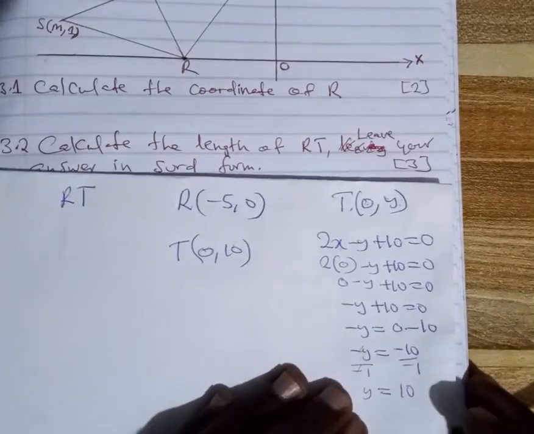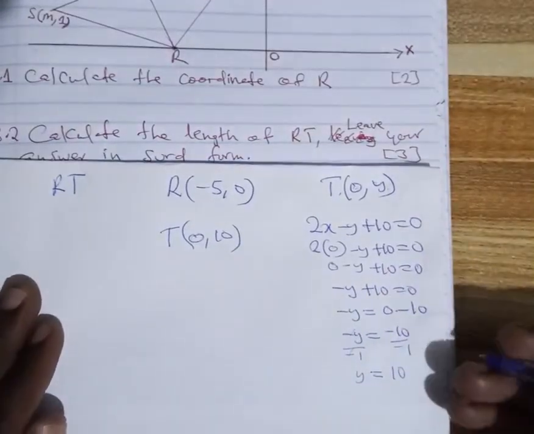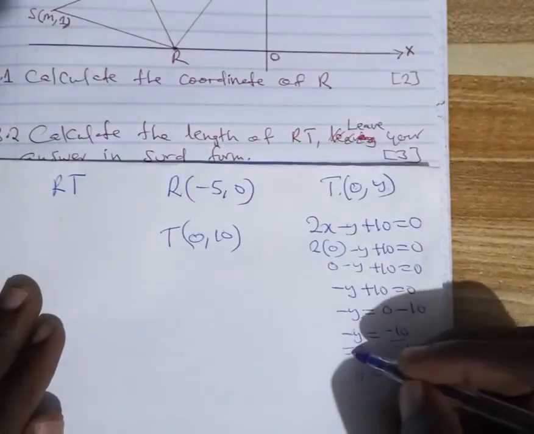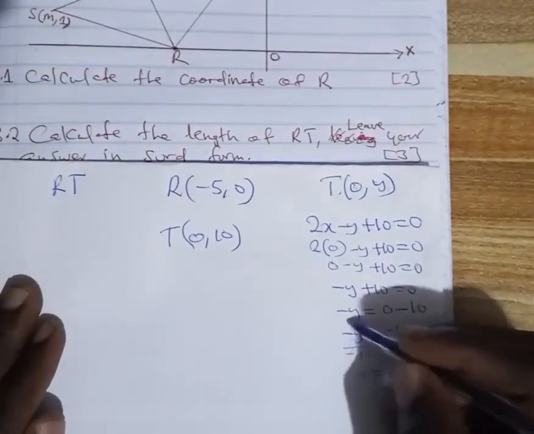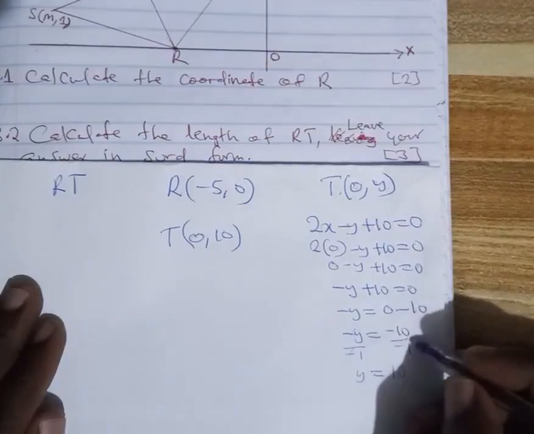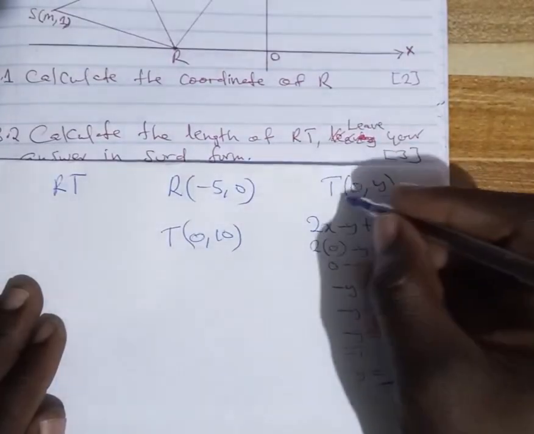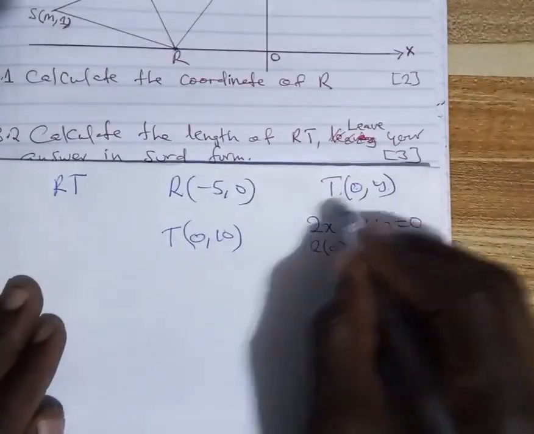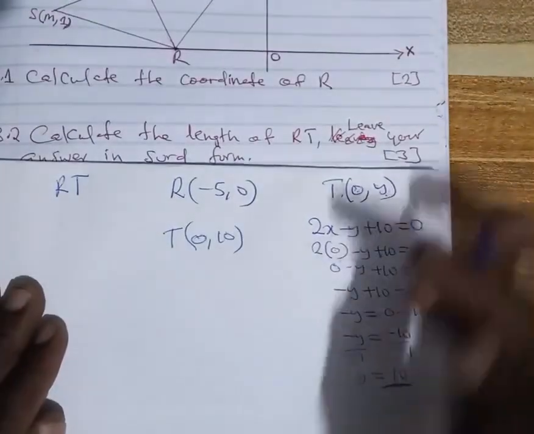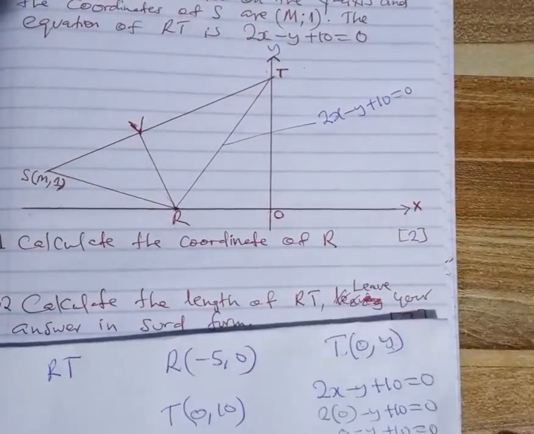But you're looking for the value of y. Remember, you're not looking for the value of negative y, but the value of y. So we get rid of the negative by dividing both sides by negative 1. So y is equal to 10. Therefore, the coordinate of T will be (0, 10). As you can see, T is on the positive side of the y-axis.